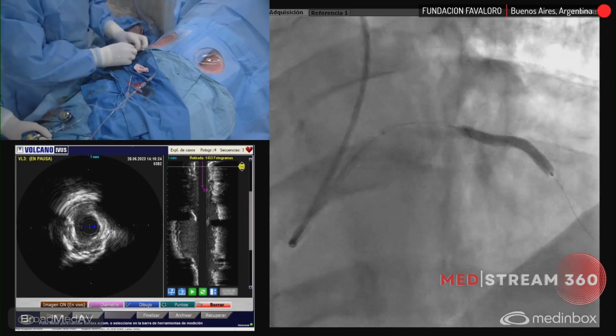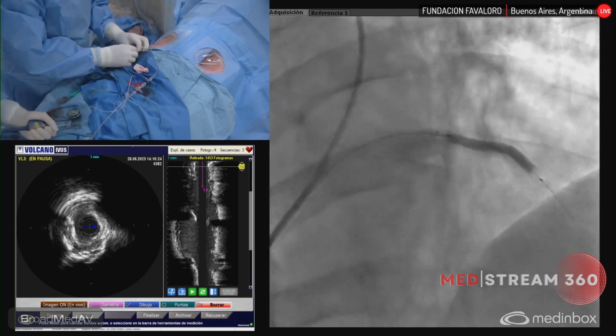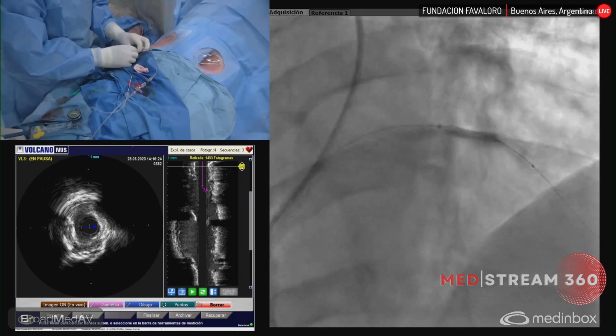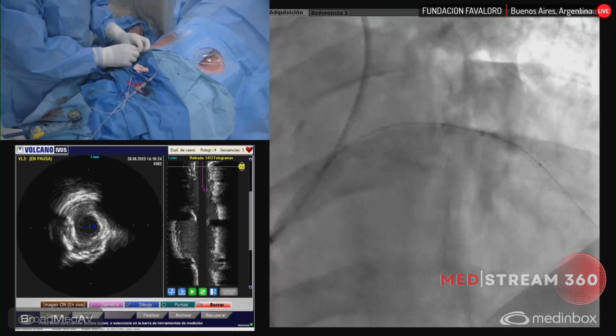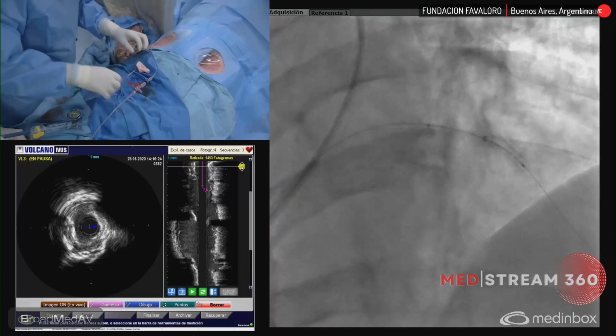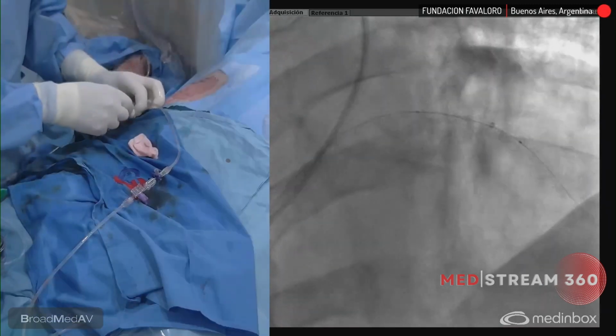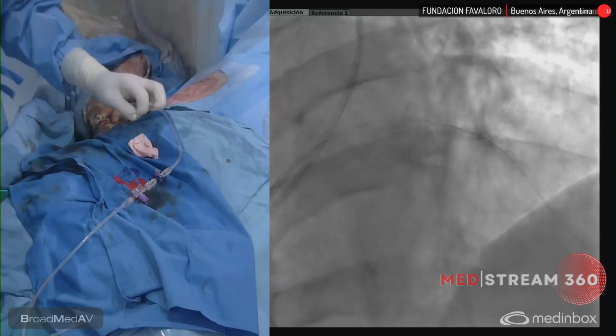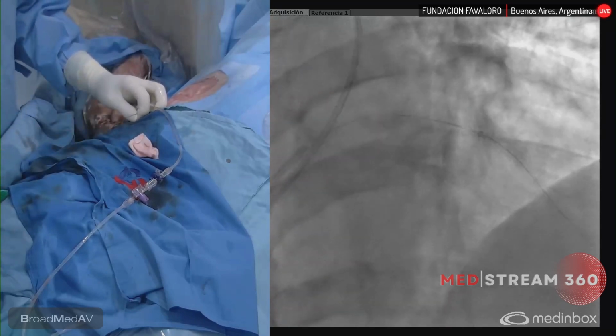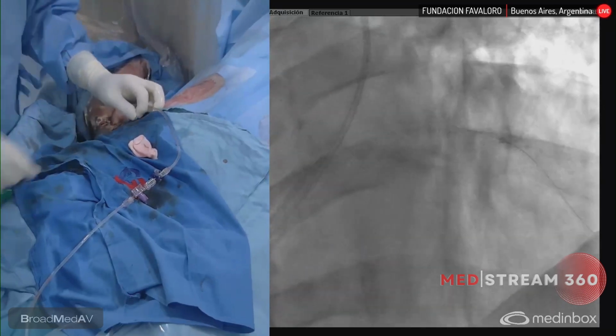Wait a minute, Carlos. Deflate. Okay, which stent would you use, Gustavo? 3.5 or 4? 3.5. Okay, give me a 3.5 by 24.